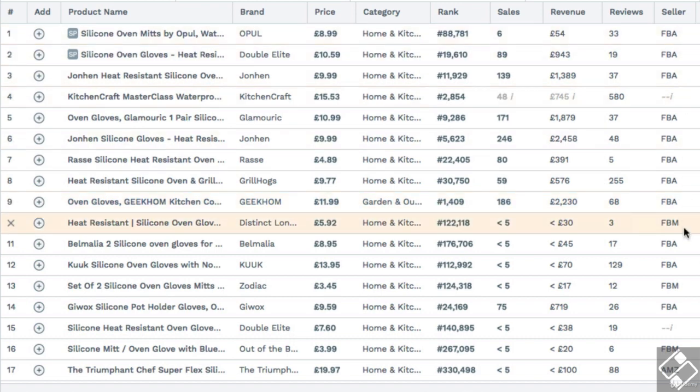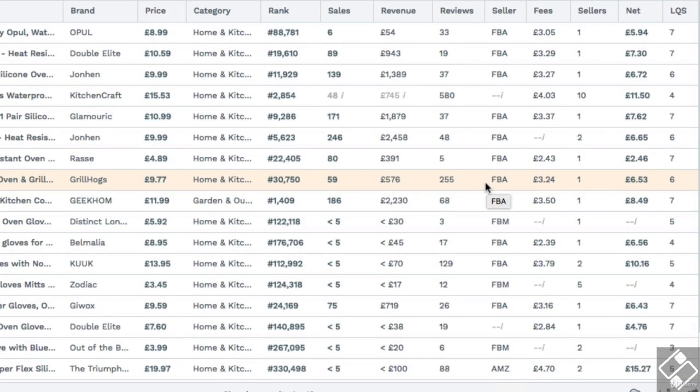Next is the seller. It's telling you who's selling this and how they're selling it. Is it a merchant? Is it FBA, which most of these are? Or is it actually being sold by Amazon themselves? All of these are FBA. There's a fulfilled by merchant option here, FBM, but most of these are FBA. There's an Amazon at the bottom here in the 17th position.